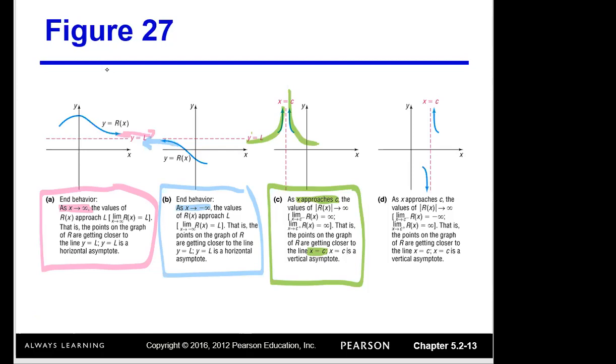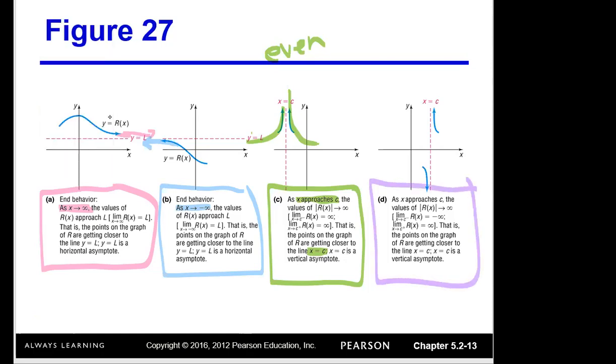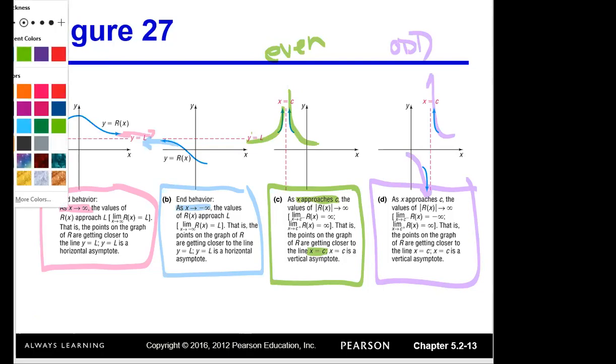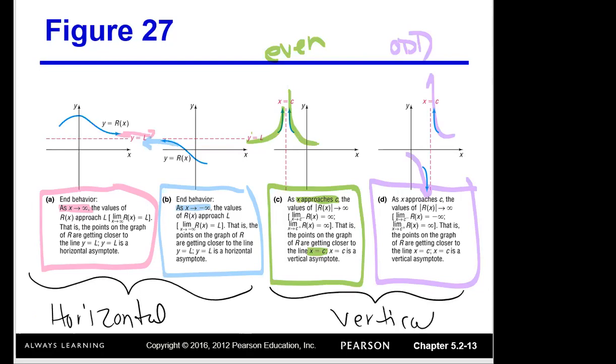And then sometimes, and this would be an even function. And this last one over here is actually an example of an odd function, because you got one side ending upward and the other side going downward. Right, on the even one, they're both going up, but it's the same thing. It's approaching that dotted line. So now, these two are horizontal asymptotes. And these two are vertical asymptotes.